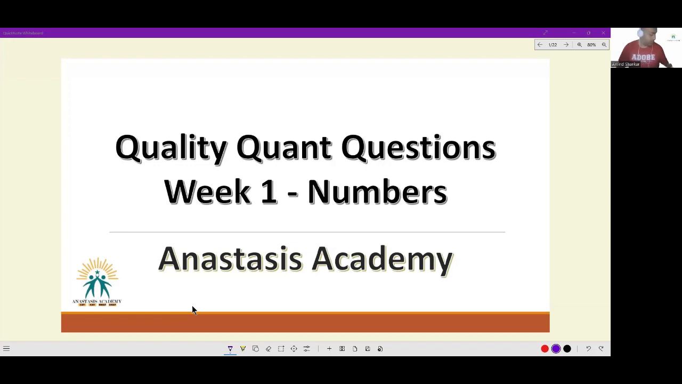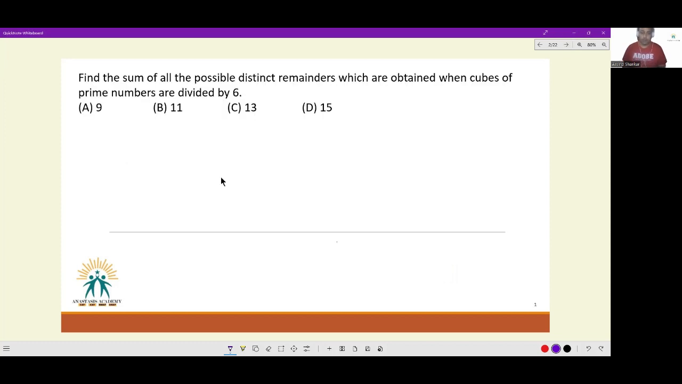People, for this week we will be doing questions from numbers, or number systems, or number theory, however you choose to call it. Let's get to individual questions.